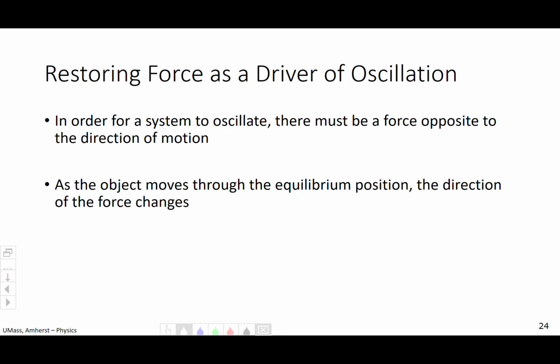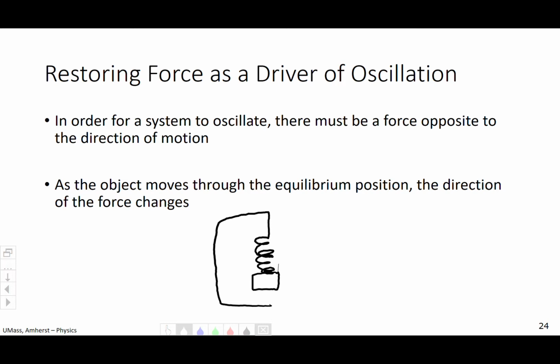Okay. So what creates oscillations? What is the driver of oscillations? In order for a system to oscillate, there has to be a force opposite to the direction of motion. Okay? There has to be a force opposite the direction of motion. As we move past the equilibrium position, the direction of that force changes. Picture a spring system. As the spring moves, a vertical spring like this. Let's all draw it. So vertical spring, and let's say here we have a mass.